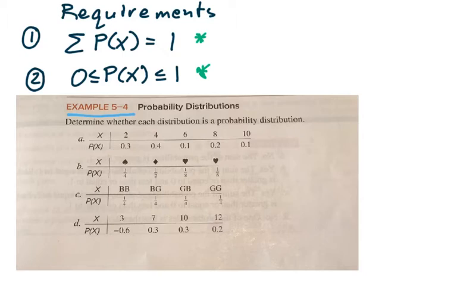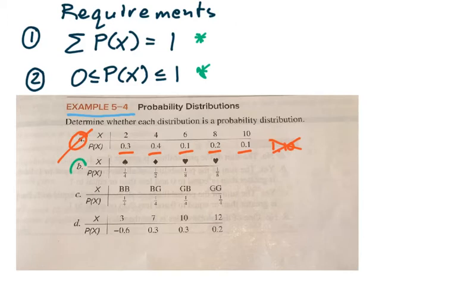All right, let's look at part A. Part A, right here, is not a probability distribution because the sum of the probabilities, 0.3 plus 0.4 plus 0.1 plus 0.2 plus another 0.1, is equal to 1.10. And so that is unacceptable. It is not an actual probability distribution. It just kind of looks like one, but it's not.